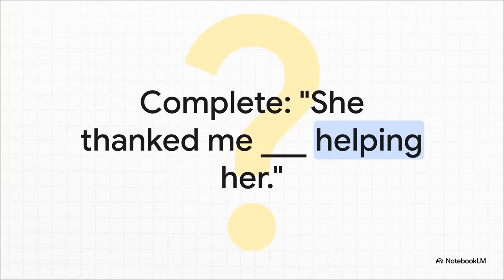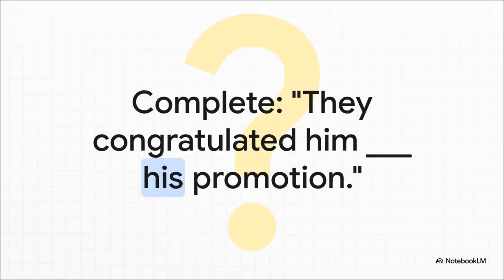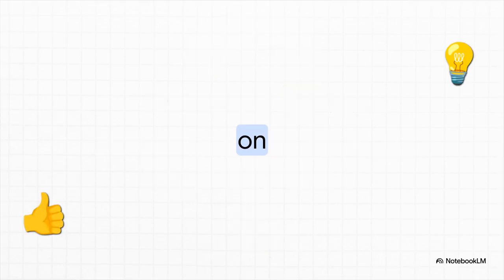Okay, first one up. I want you to think about that three-part structure we just talked about. Verb, object one, preposition, object two. What's the missing piece here? That's it. It's for. She thanked me for helping her. That's a perfect three-part structure. Really nice job. Okay, let's try another one. Same pattern. Congratulate is one of those verbs that just loves that three-part structure. So, what preposition do we need here? And the answer is on. They congratulated him on his promotion. See? You're totally getting this.